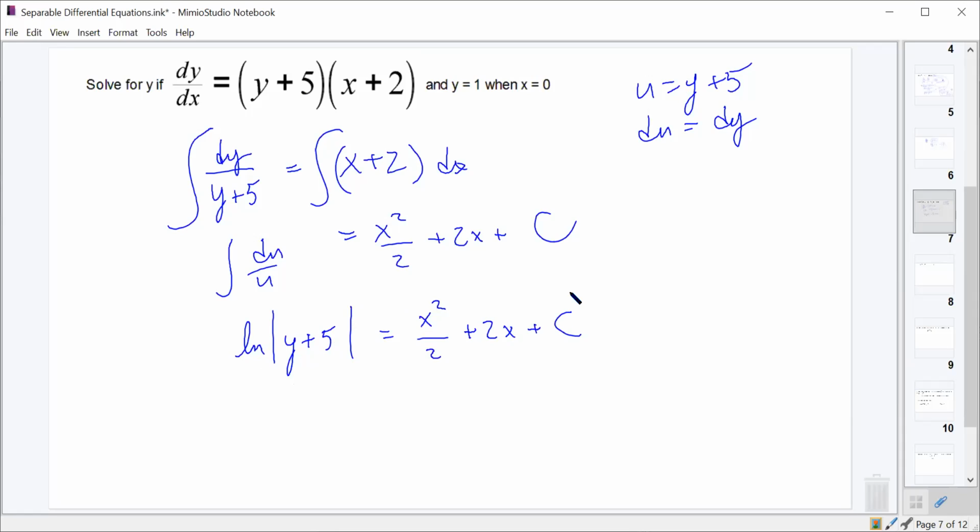Everybody good with that or no? Yeah, good. Okay, plug in 1 for y, gives us natural log 6. Plug in 0 for x, gives us 0 plus 0 plus c. So our constant is ln 6. And we'll note right off the bat, x squared over 2 plus 2x plus c, no restrictions on the values of x. We don't care about restrictions on the values of y because we're solving for y in terms of x. We're determining if it's a function in terms of x.